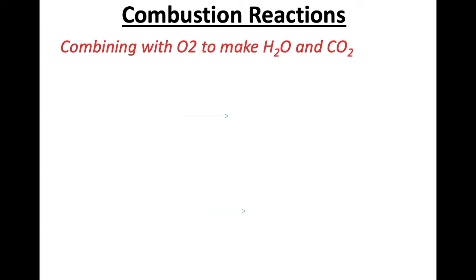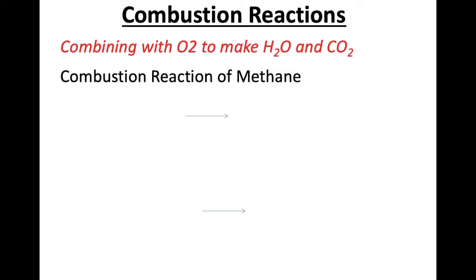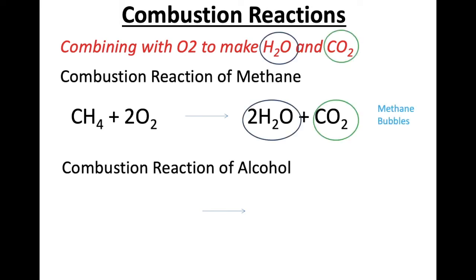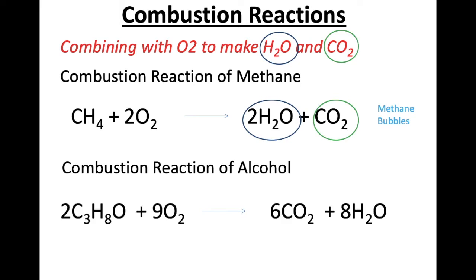Next, we have combustion reactions. This is a type of reaction where you combine with oxygen to make a product of water and CO2. So an example would be a combustion reaction of methane, where you take methane plus oxygen and your products are water and carbon dioxide. You can also look at the combustion reaction of alcohol. This is your chemical equation for alcohol or ethanol. If you also react that with oxygen, you get a reaction of CO2 and H2O.